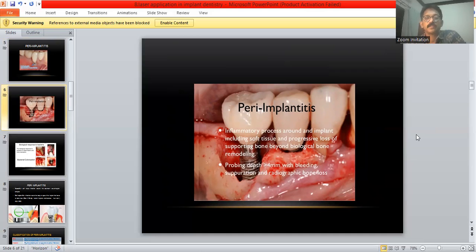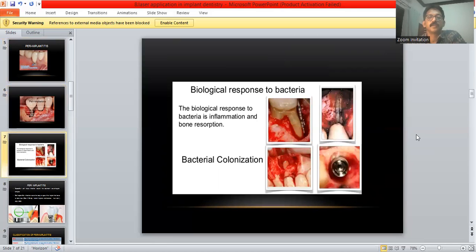In the peri-implantitis stage, the probing depth will always be greater than 4 mm, with bleeding and separation, and radiographic bone loss. What is the biological response to bacteria? The biological response to bacteria is inflammation and bone resorption. So, a continuous inflammation will lead to more bone resorption.